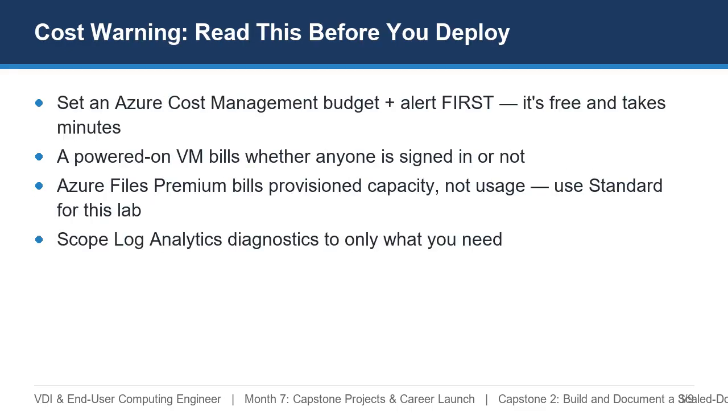Before you deploy a single resource, set a budget with an alert threshold in Azure Cost Management. It costs nothing and it is the cheapest insurance against the most common way this exercise goes wrong: a lab left running after you're done. Remember that compute bills by VM allocation state, not by whether anyone's actually signed in. That's exactly why autoscale isn't optional here.